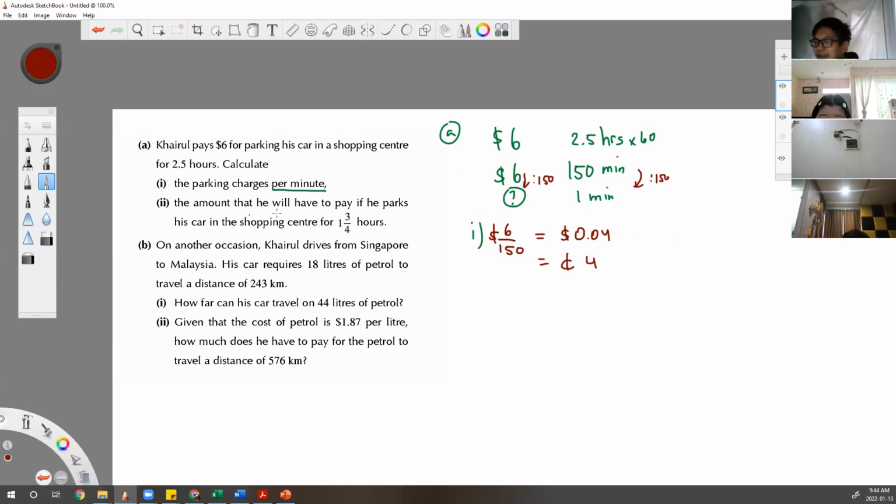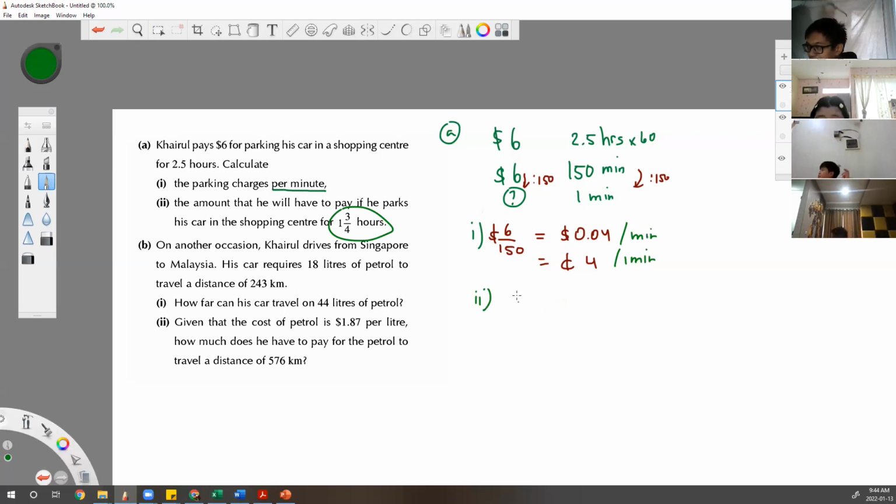Next, the amount that he will have to pay if he parks his car in the shopping center for 1 3/4 hours. When you are asked this kind of question, take the $0.04 times this time, converted into minutes, because this is per minute, right? Or if you want to use the ratio or the comparison, I think this is very, very simple.